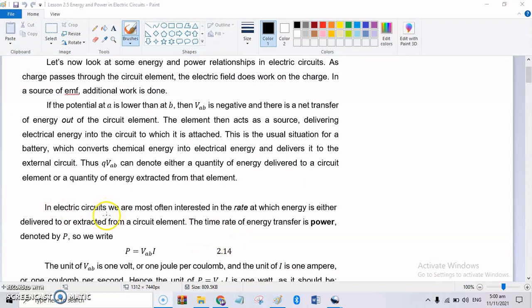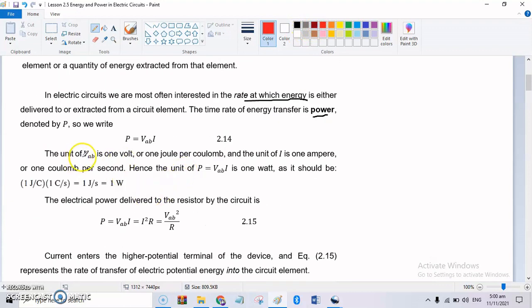In electric circuits, we are most often interested in the rate at which energy is either delivered to or extracted from a circuit element. The time rate of energy transfer is equal to power, and denoted by P. So we write power is equal to VAB times the current.